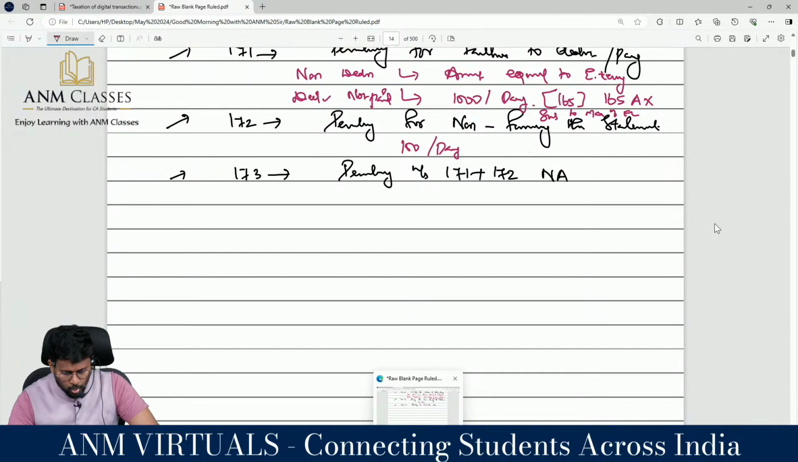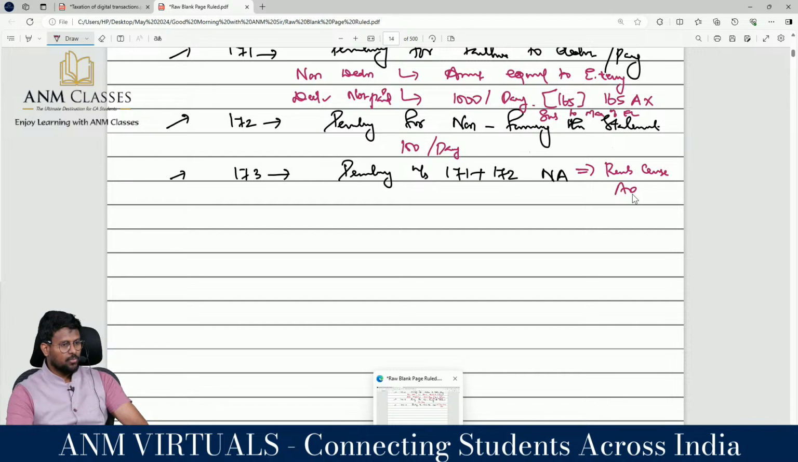173, penalty under section what and what? 171 and 172 are not applicable if reasonable cause has been shown to the satisfaction of the AO. Right?